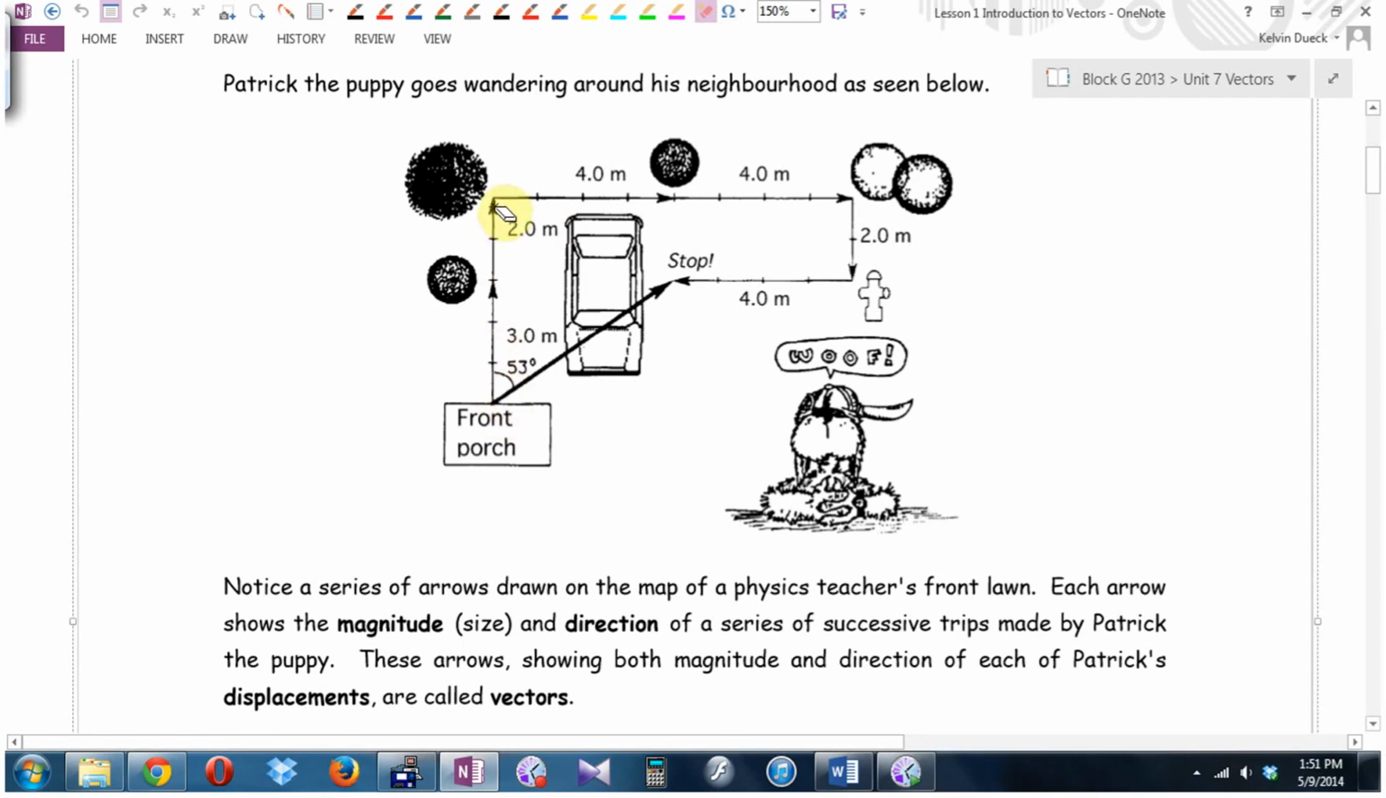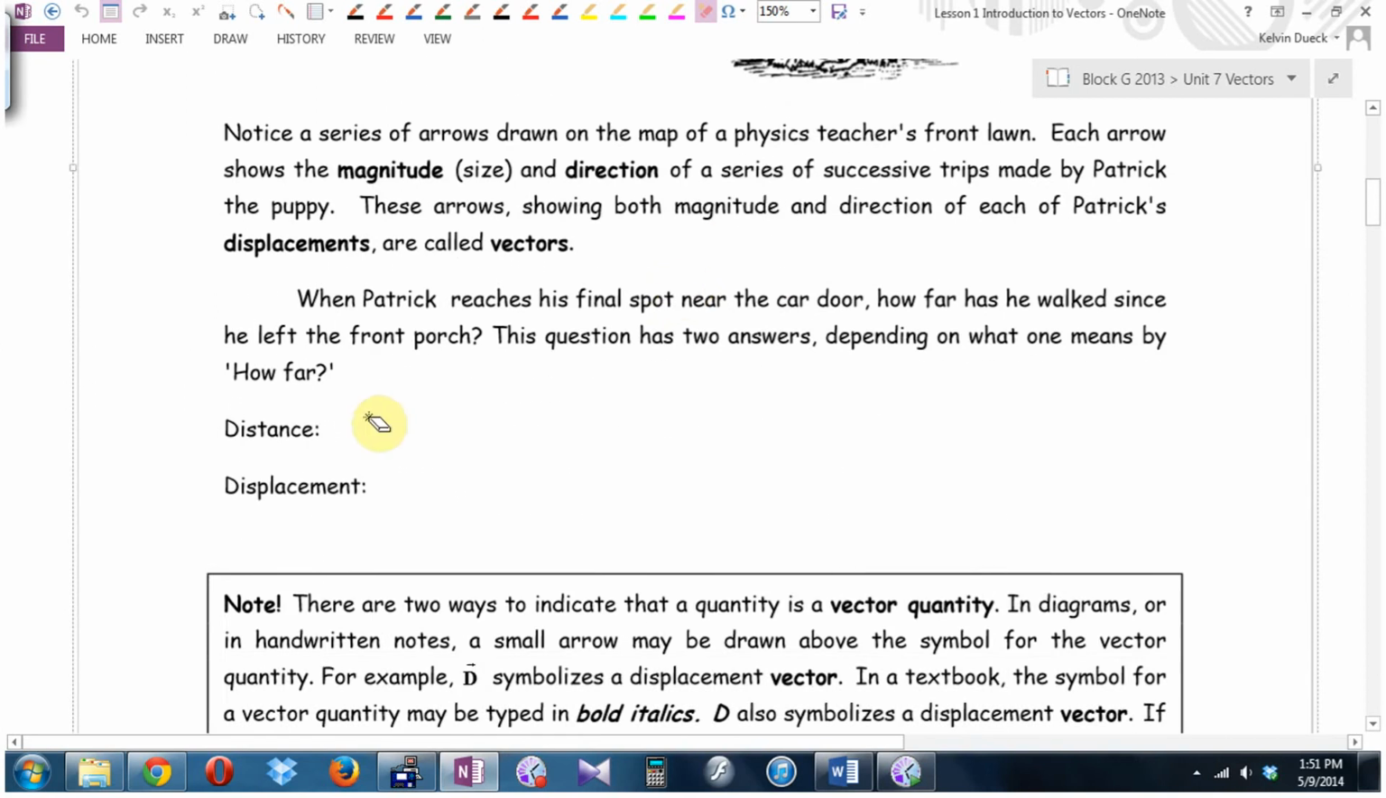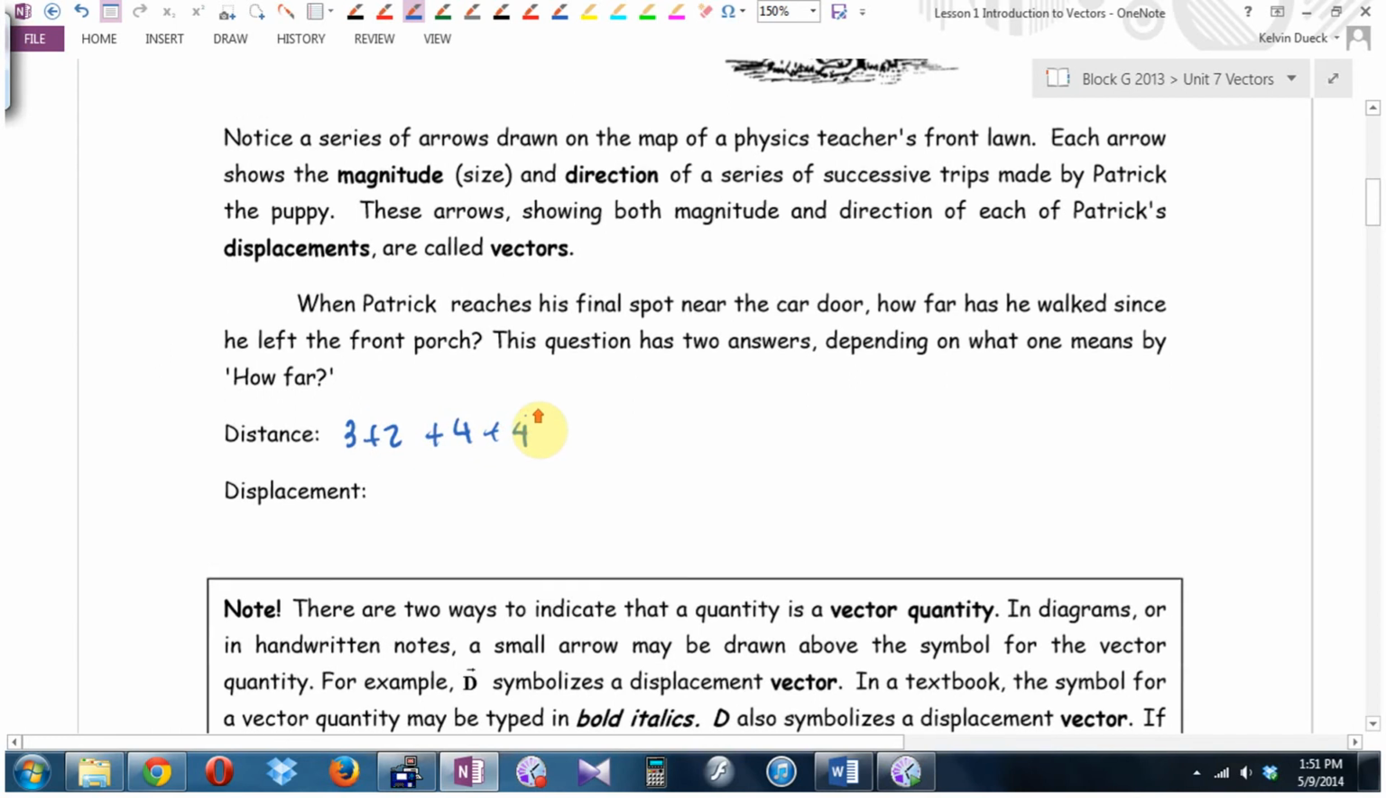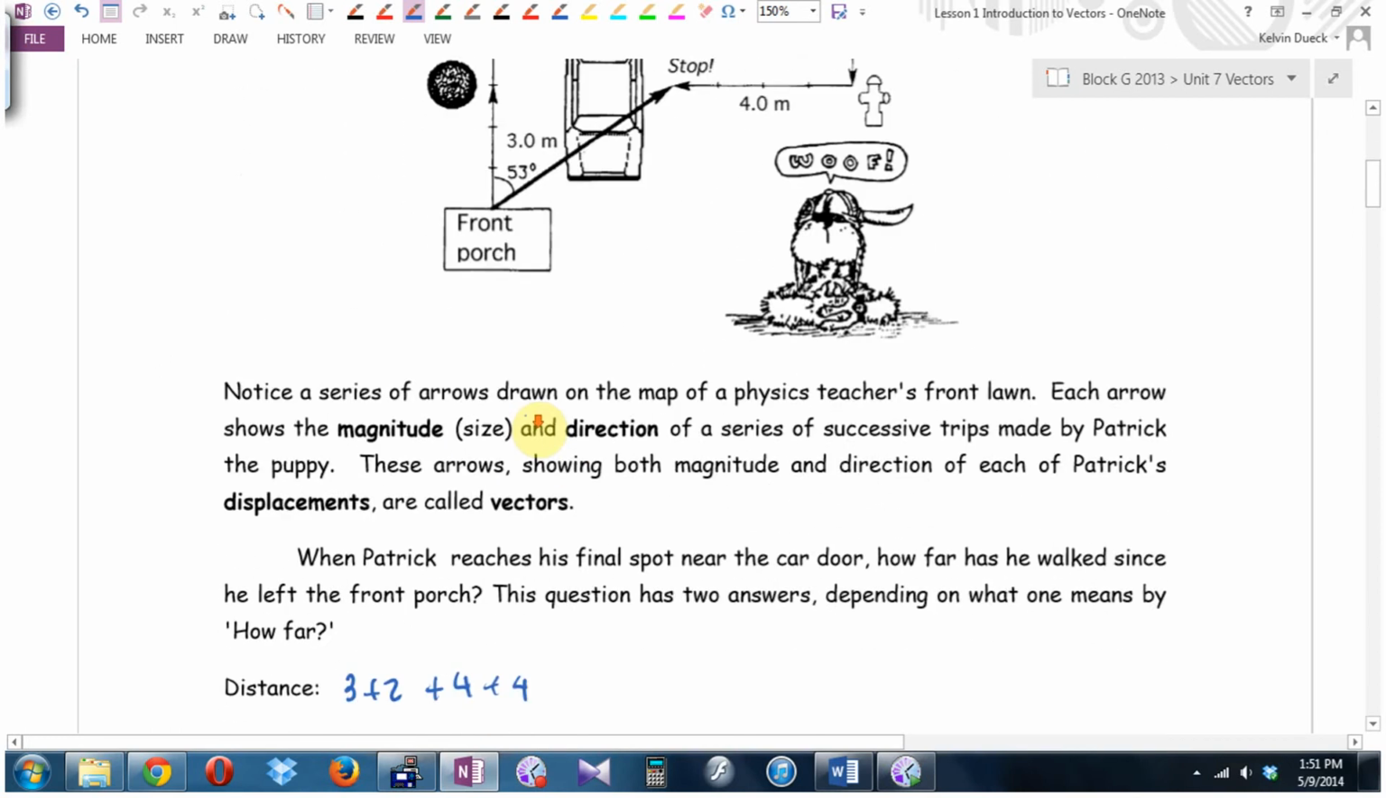Look at the picture and figure it out. How far from here to here? 5. How far from here to here? Oh, okay, there. Okay, so you know what? We could say his total distance was, if we really break it down, 3 plus 2 plus 4 plus 4 plus 2 plus 4.